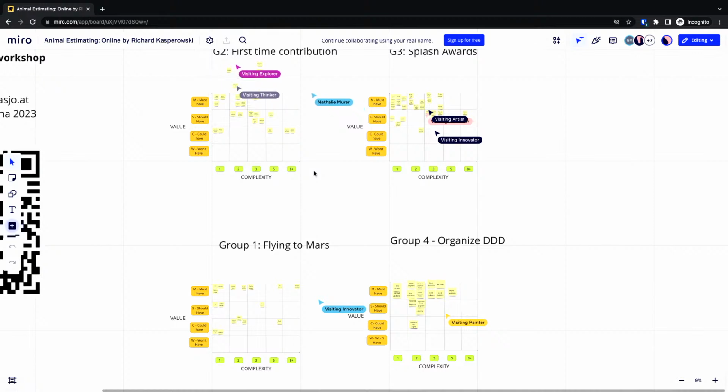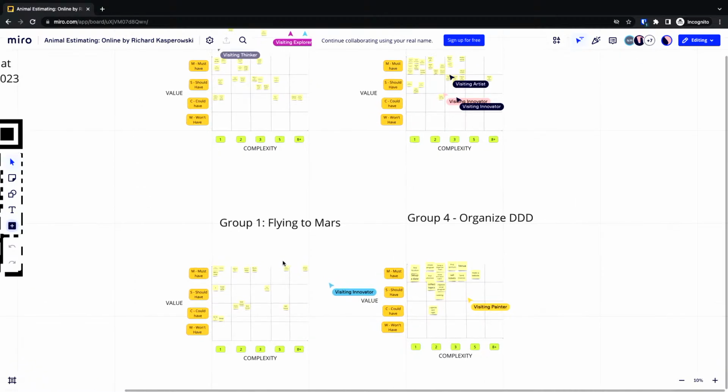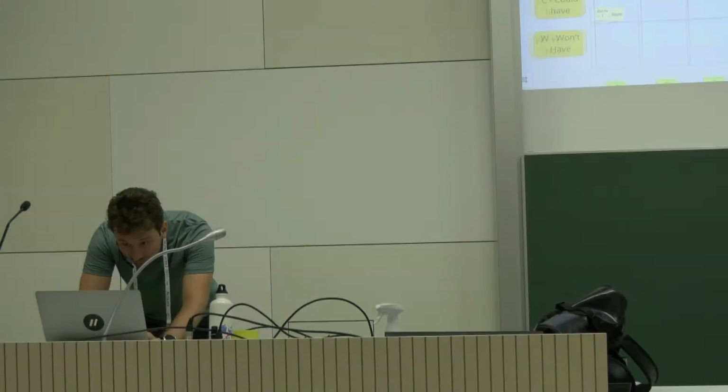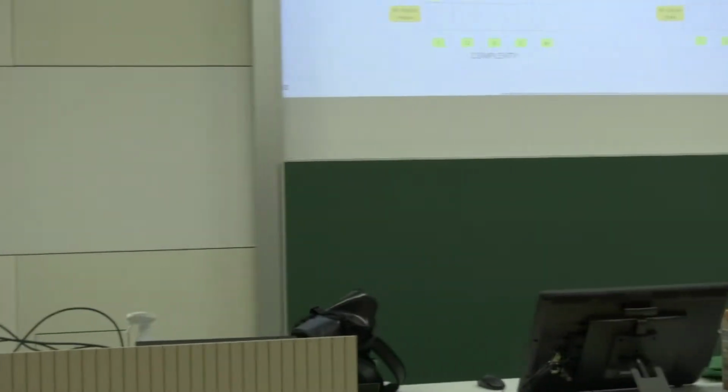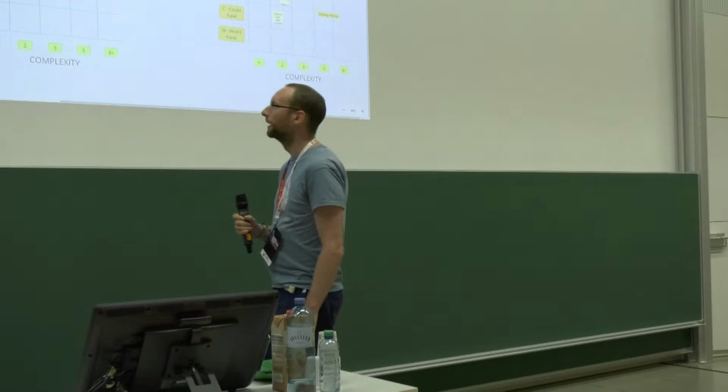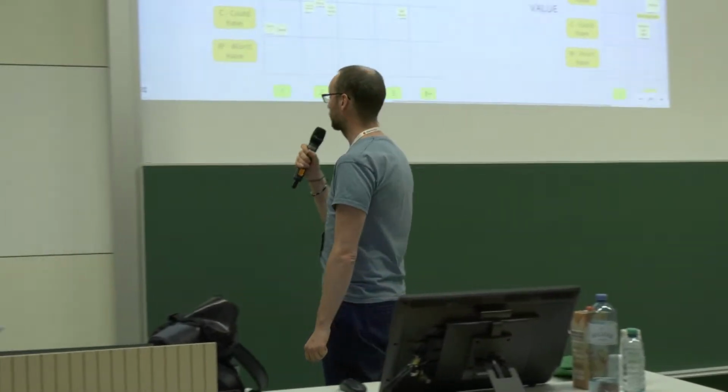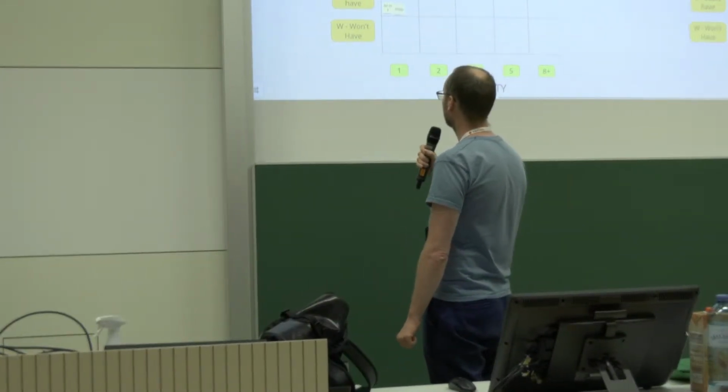All right, thanks for coming. That's Klausi. I think you represent group number 1, right? Yay, let's take a look. One, two, three. Okay. So what was surprising when flying to Mars?